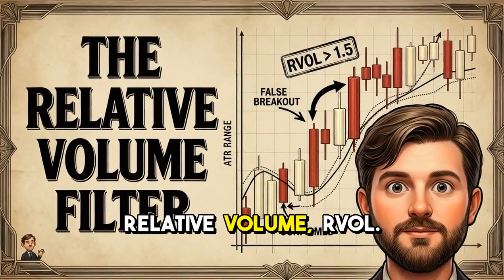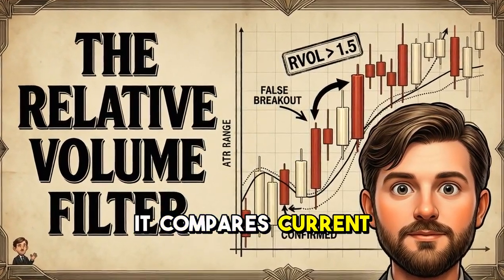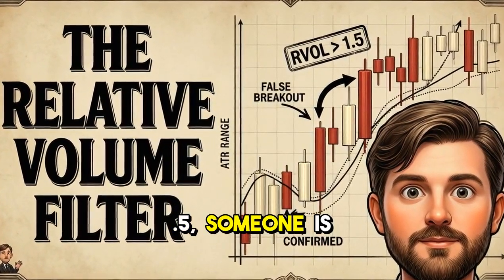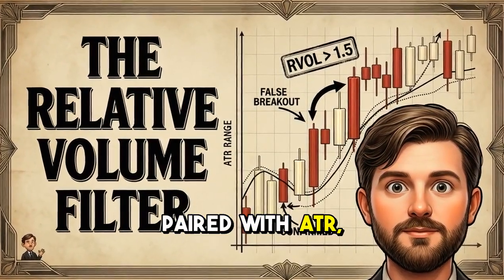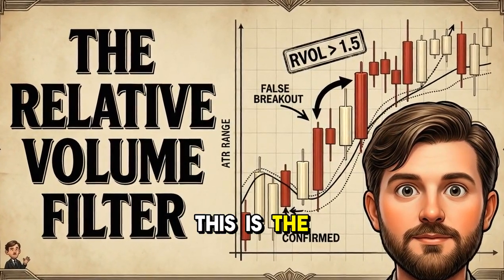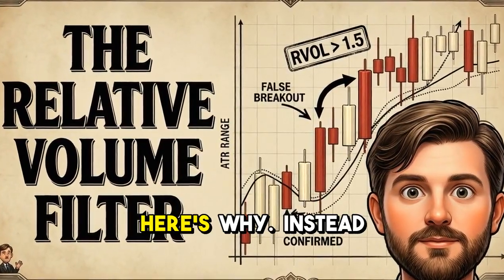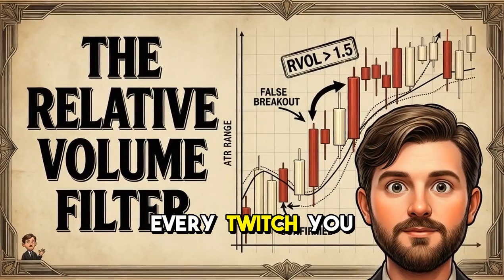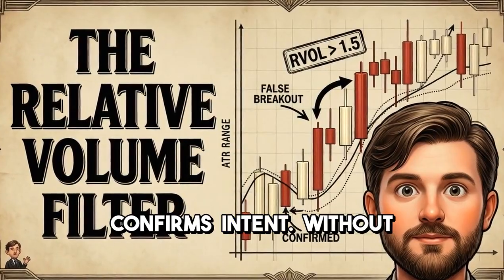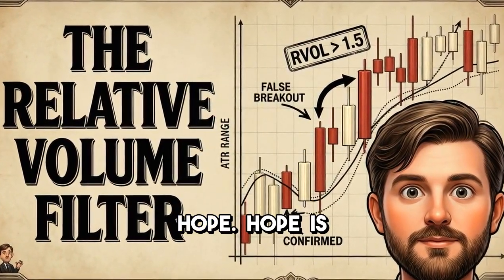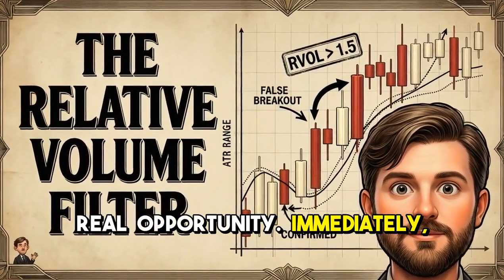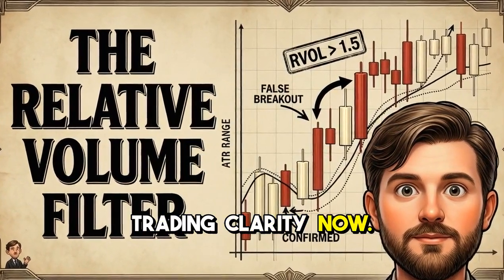That's why pros use relative volume, RVOL. It compares current activity to the recent average. When it spikes above 1.5, someone is behind the move. Paired with ATR quantifying volatility, you filter out fakes. This is the one I promised would shock the pros. Here's why. Instead of reacting to every twitch, you wait for the volume to confirm. Volume confirms intent. Without it, a breakout is just hope. Hope is not a strategy. You'll start seeing real opportunity. Immediately, you'll feel the shift in your trading clarity now.